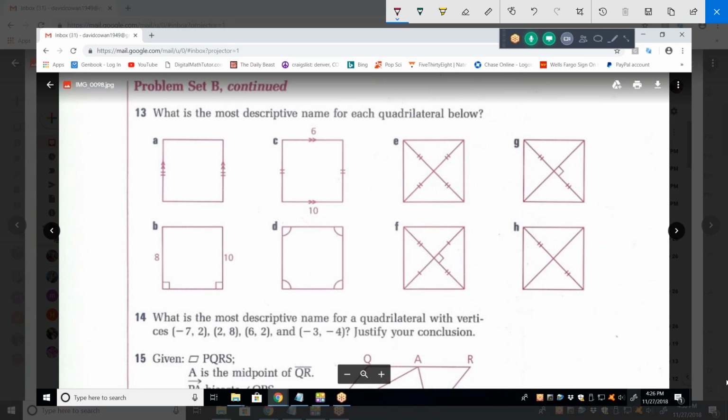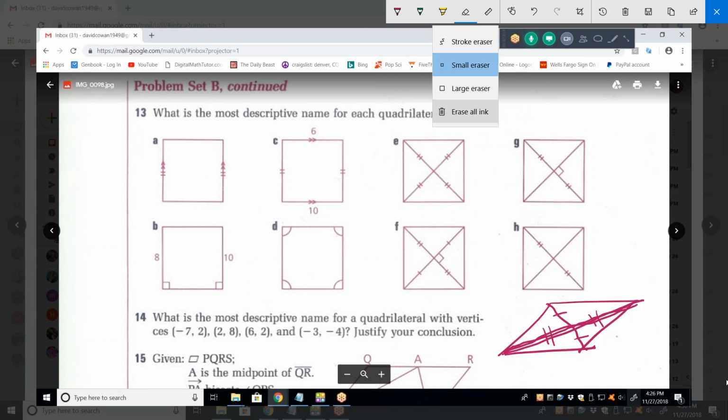Now, could it be a parallelogram? If I draw a parallelogram, no. Notice that this last one I just drew has a longer diagonal than the other one. So even though those bisect one another, they don't create four equal segments. Whereas this number E does. So it has to be a rectangle.